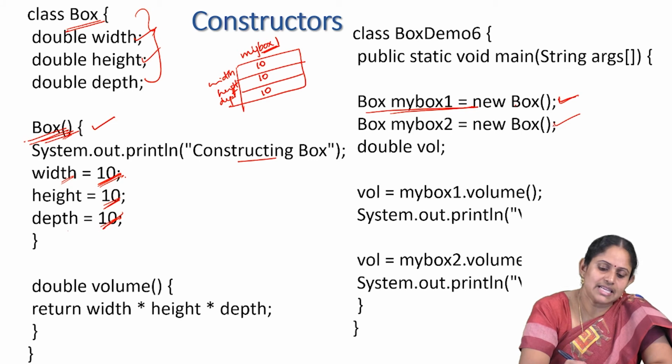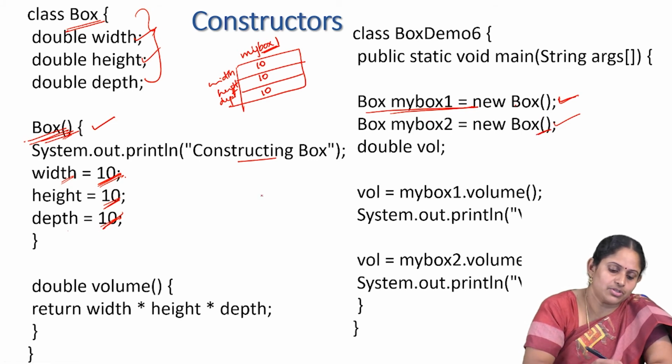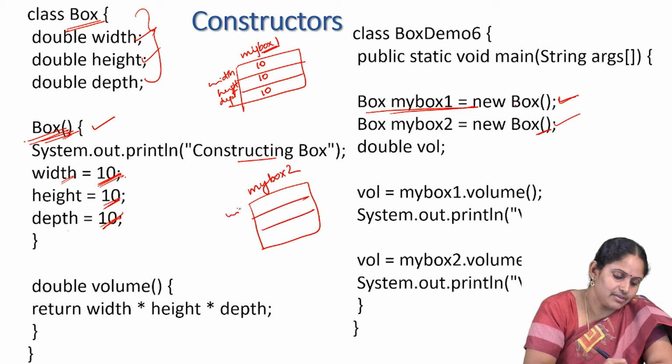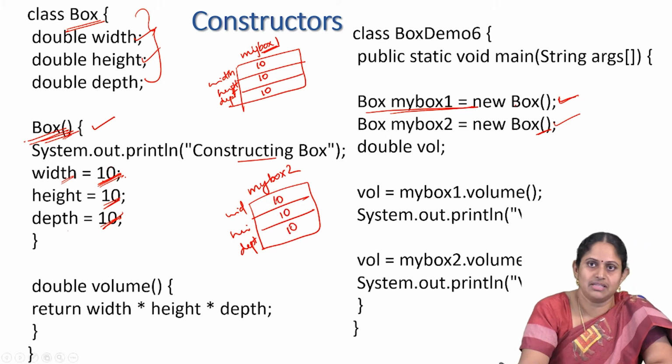Now similarly, in the second case also, we are creating my box 2. So another space will be allocated with width, height and depth. So this also is making use of the constructor. It will assign 10 to each of its variables.